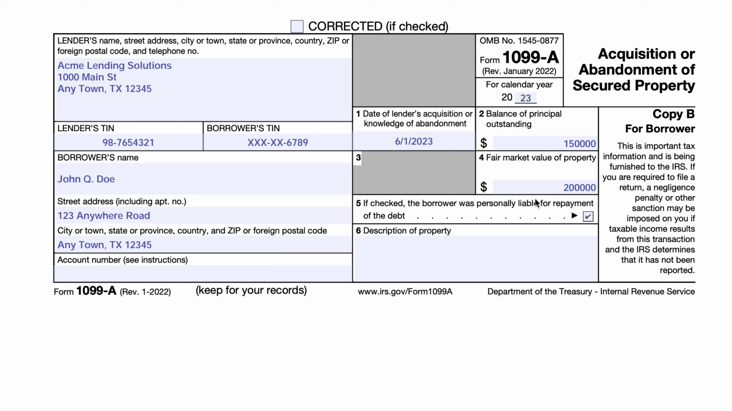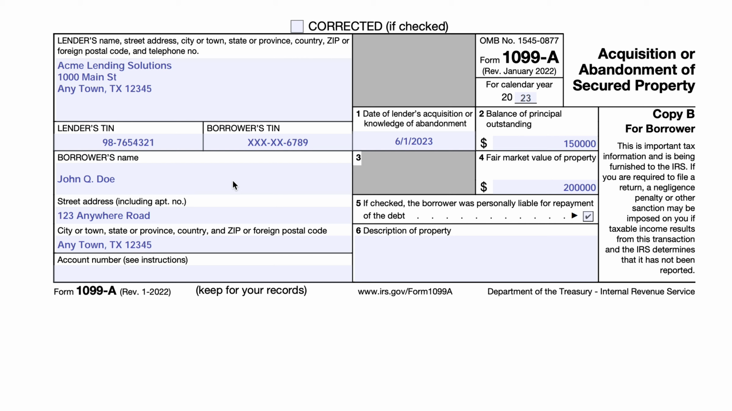Let's go ahead and walk through the tax form itself. On the left-hand side, we'll see the tax information for the lender and for the borrower. In this case, our hero, John Doe, his lender is Acme Lending Solutions, and they are filing this Form 1099-A, and they're giving this borrower's copy to John Doe.